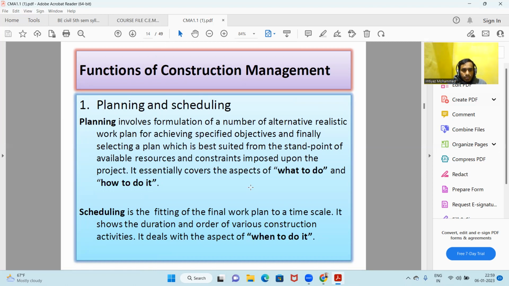So here, in scheduling, we will get to know the duration and order of the different construction activities. So this deals with the aspect of when to do it.